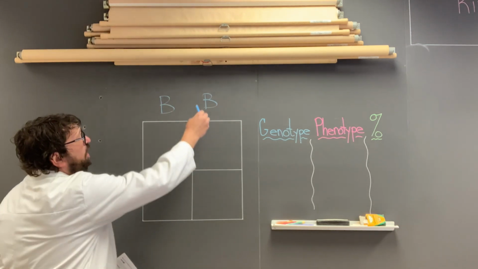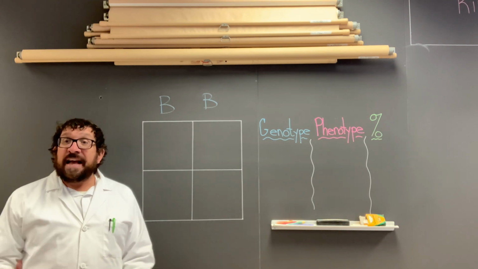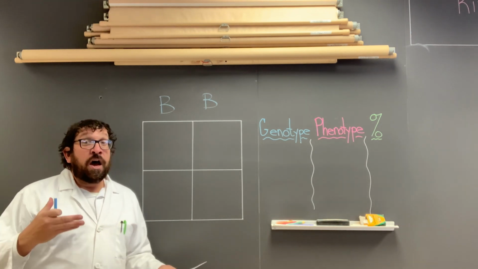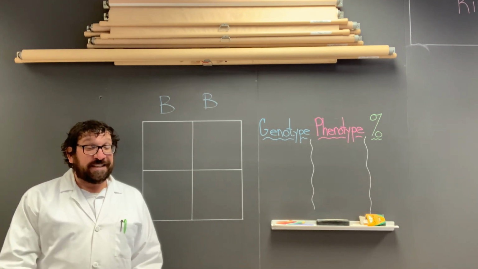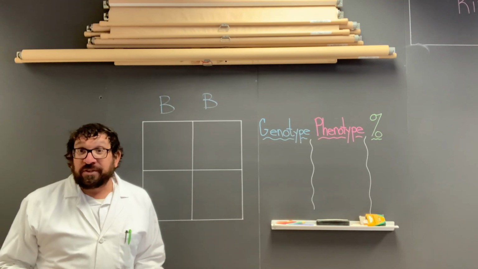So what do we call this? Capital B, capital B. It has a name. Did you say homozygous dominant or dominant homozygous? You can say it either way. If you did, that was correct.